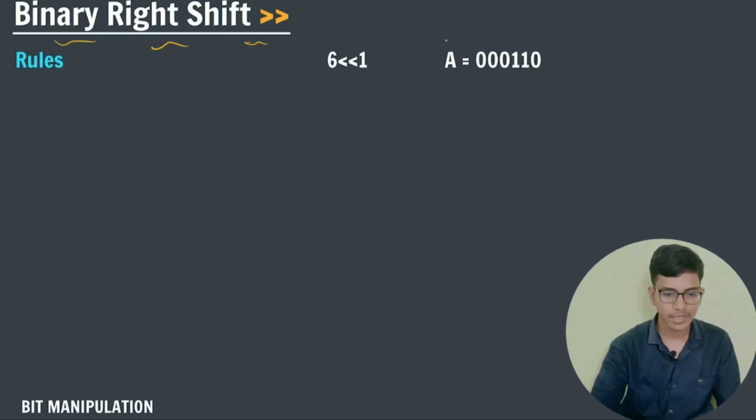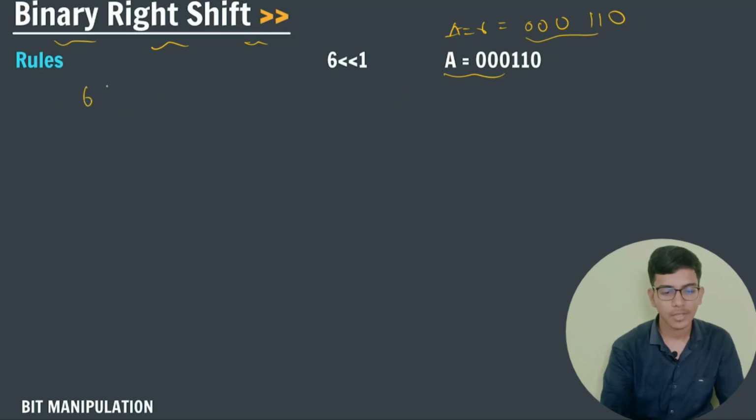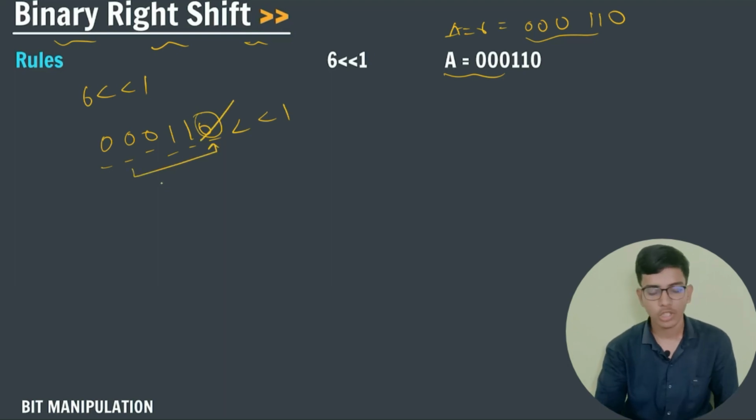So let us consider that this is my given number, that is a is equal to 6. A is equal to 6 in binary form is 0 0 0 1 1 0. So if I want to push it towards the right side, this is the right shift, right? I am doing right shift 1. So how many digits are there? 1 2 3 4 5 6. I will take the last digit and delete it, and I will push towards the right. So the output will be 1 1 0 0 0, and I will add 0.